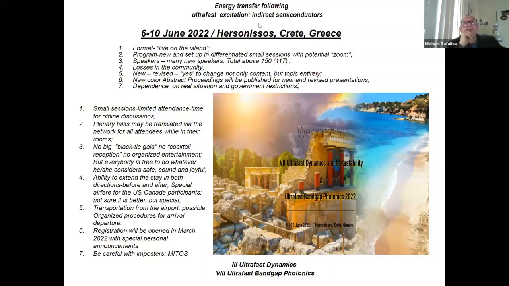But if it does not happen, as was the case last year and the year before, we go live on the island. The format will be absolutely new, set up in differentiated small sessions, 3-5 presentations with a limited number of attendees inside, and potential zooming of everything to the people in their rooms on the island in the hotel.